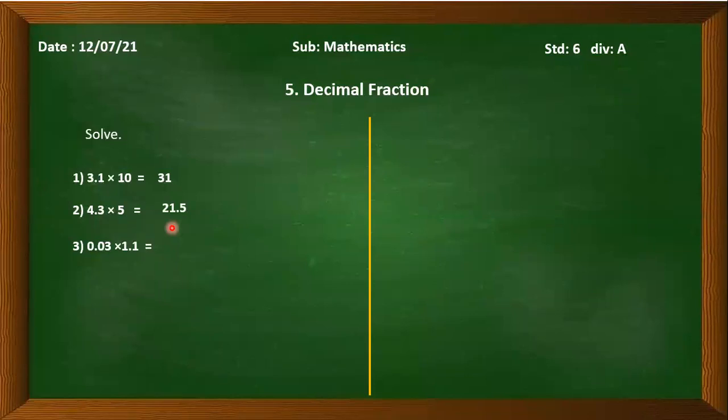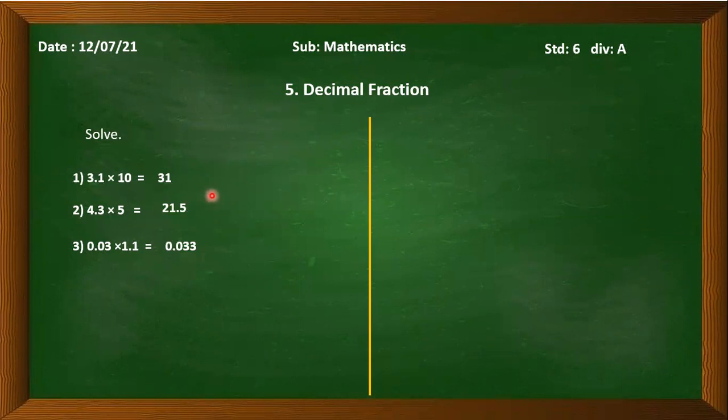So anyone? 0.033. Sorry, I can't hear you clearly. Tell me again. 0.033. Right. That's the correct answer. So have you understood this? Yes, ma'am. Okay. So anyone have doubts?